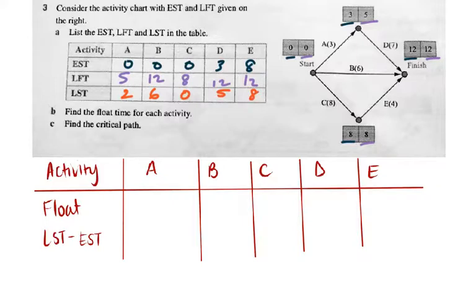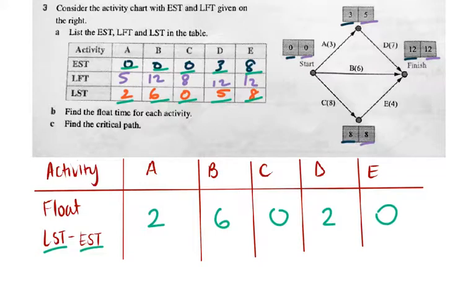Now lastly, our last step is to calculate the float. So we're going to subtract the earliest start time from the latest start time to get our float. So the first one would be 2 minus 0, which gives me 2, 6 minus 0, which gives me 6, 0 minus 0 gives me 0, 5 minus 3 gives me 2, and 8 minus 8 gives me 0.